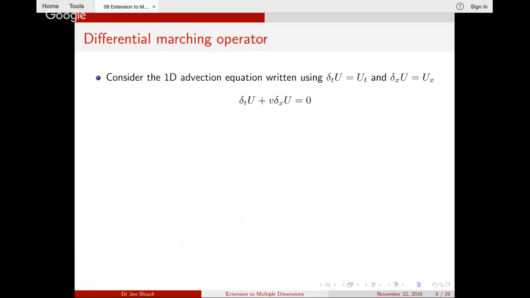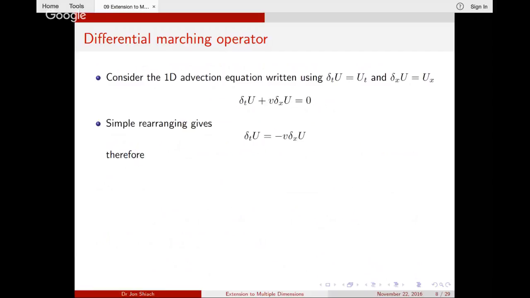Now, how we've written it in the past is u_t + v u_x = 0. So writing it in the form of a differential operator, we have little delta_t u, so that's the derivative of u with respect to t, plus little delta_x applied to u, so that's the derivative of u with respect to x, multiplied by the velocity, equals 0. Okay, we can use that to give us, what's delta_t of u?